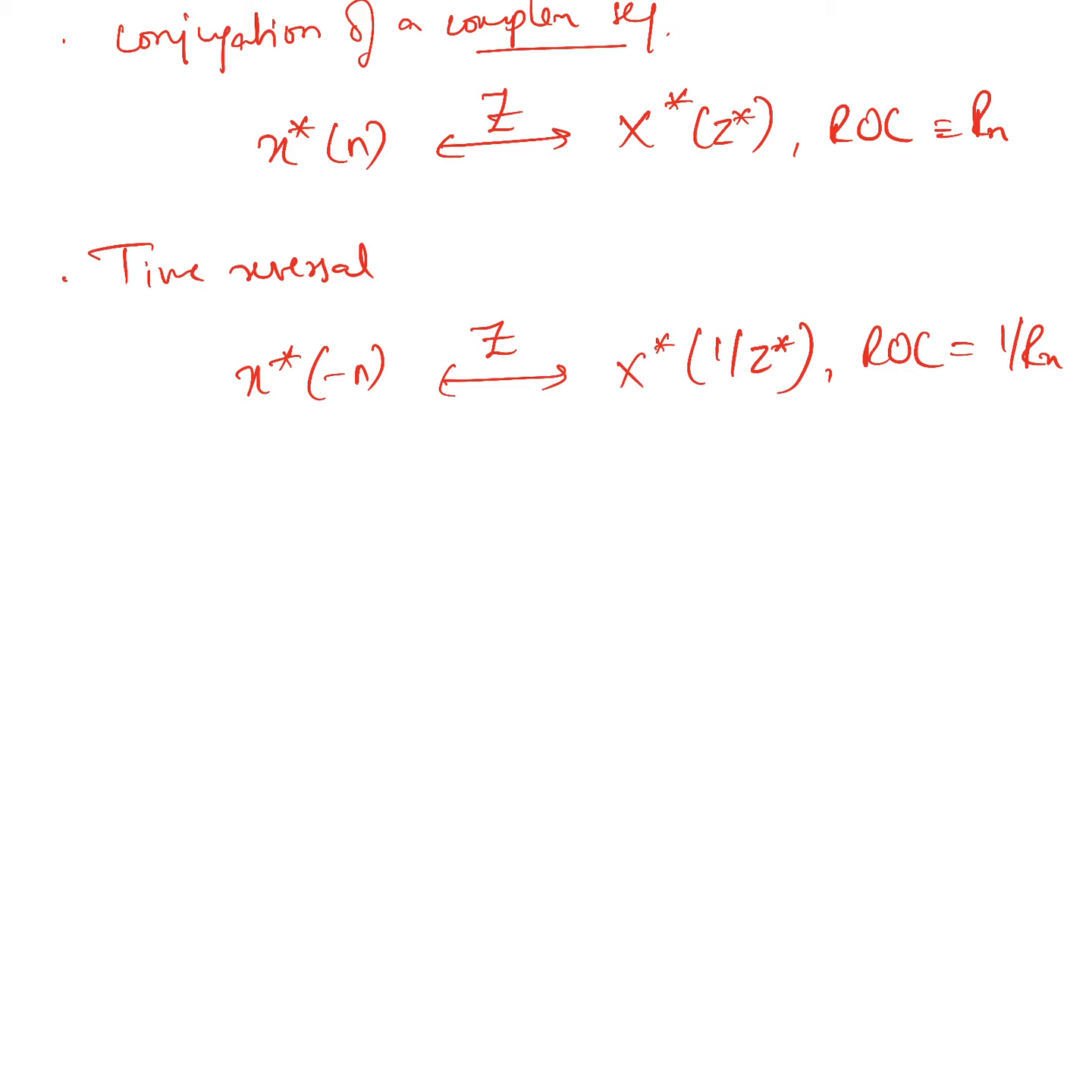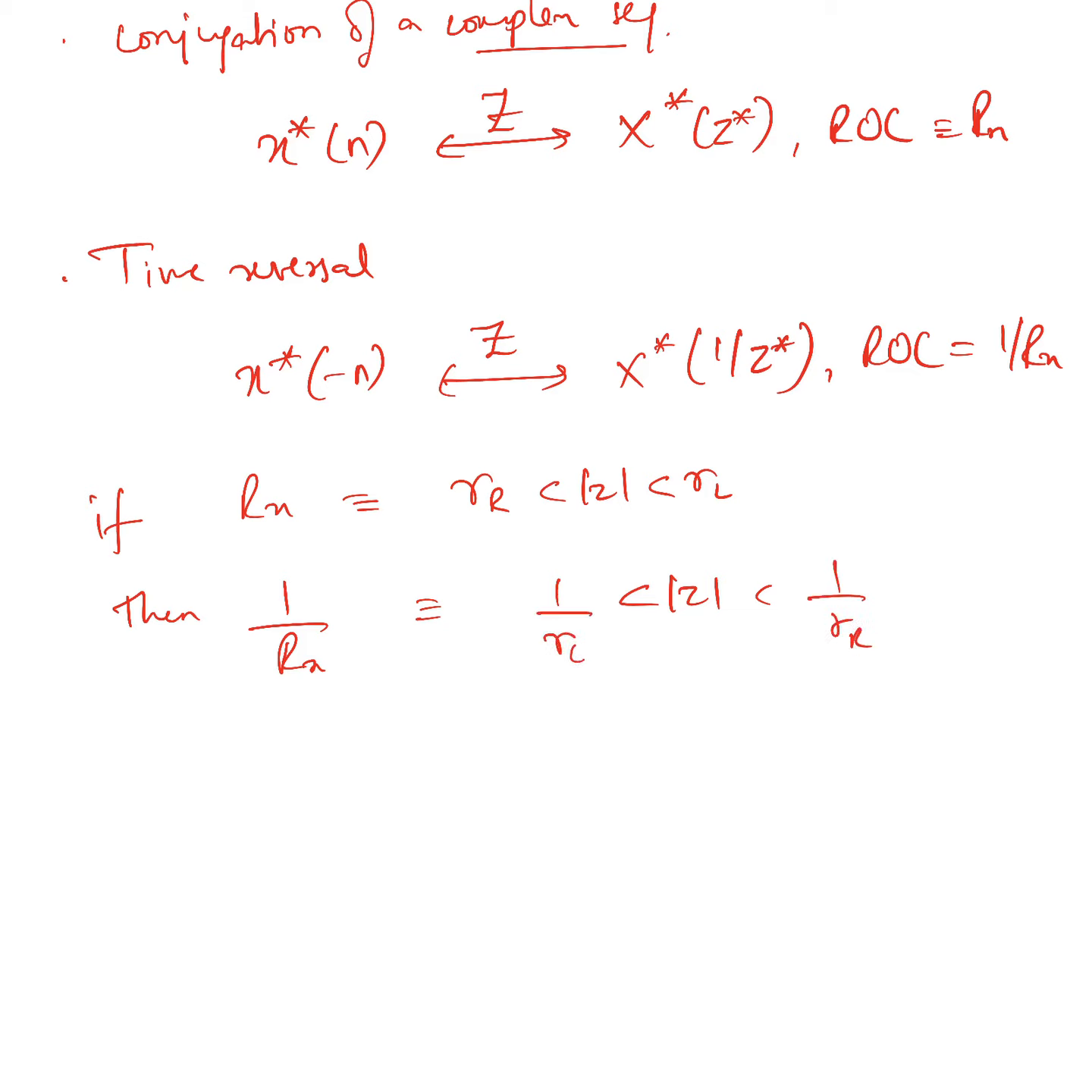So 1/Rx implies that Rx is inverted. Meaning to say, if you have the annulus of Rx lying between RR < |z| < RL, then 1/Rx implies that |z| lies between 1/RL and 1/RR. So this is what it means by the inversion of Rx.